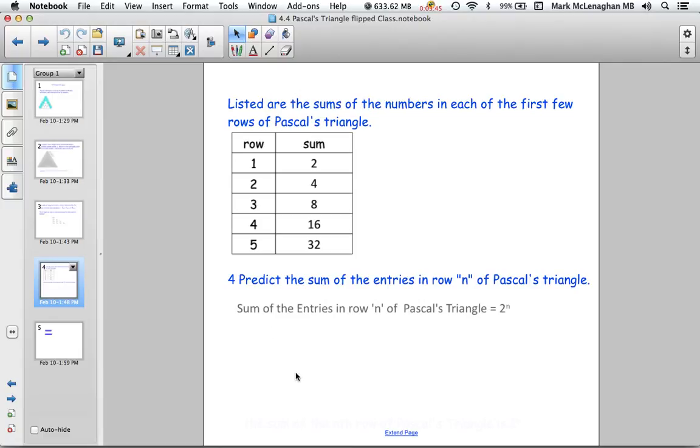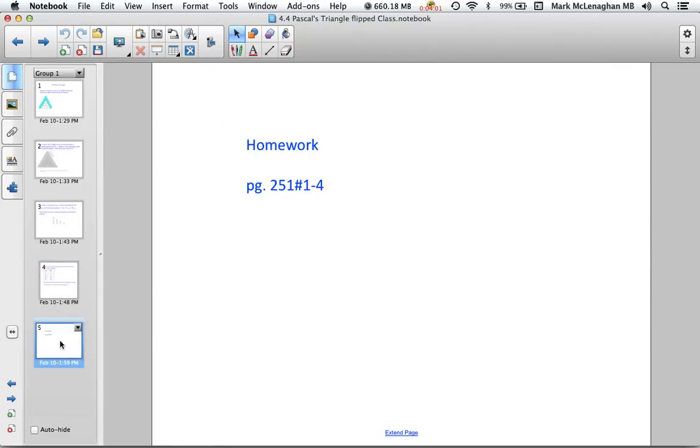Okay, so the sum of the entries in the nth row of Pascal's triangle is equal to 2 to the power of n. You can work it out for the first one: since it's row 0, 2 to the 0 is 1, and there's only one value. Again, a short little lesson. Try these questions, and we'll see you tomorrow to explore Pascal's triangle a little bit more.